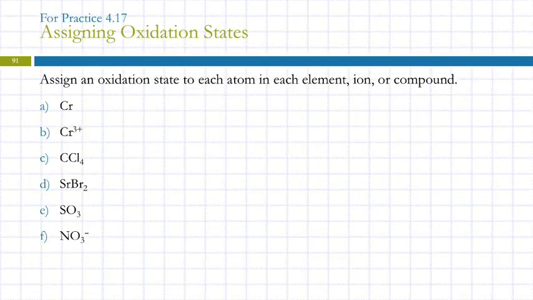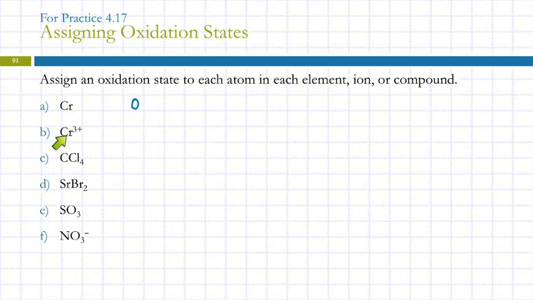Okay, let's do oxidation states for these. So Cr, what's the oxidation state? Well, this is an element, right? Is there a charge on it? It's just Cr, there's no charge. So this is gonna have an oxidation state of zero. Any element just by itself will have an oxidation state of zero.